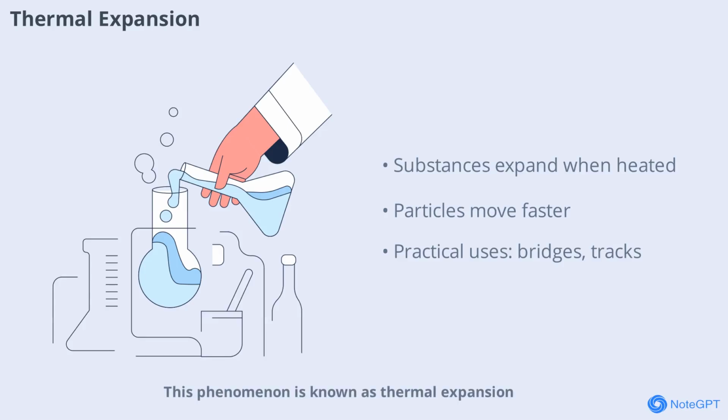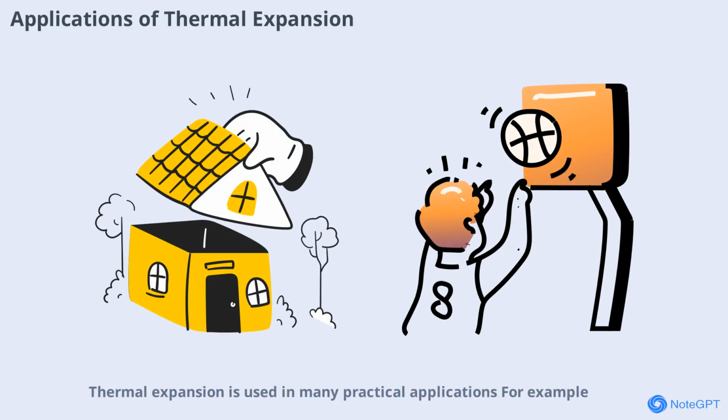When substances are heated, they generally expand. This phenomenon is known as thermal expansion. It occurs because particles move faster and spread apart as temperature increases. Thermal expansion has practical implications such as gaps in railway tracks and expansion joints in bridges, which prevent damage due to temperature changes. Thermal expansion is used in many practical applications.